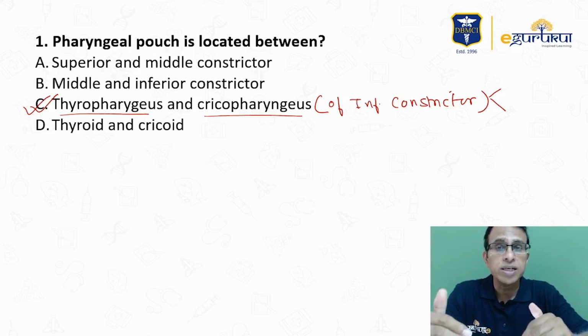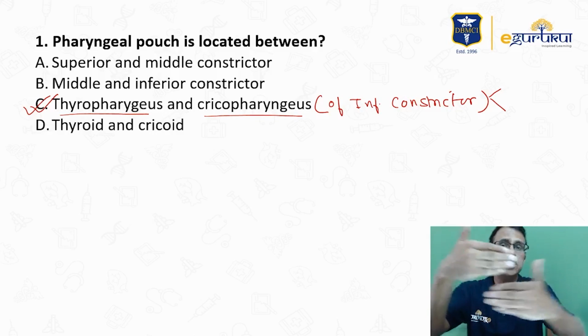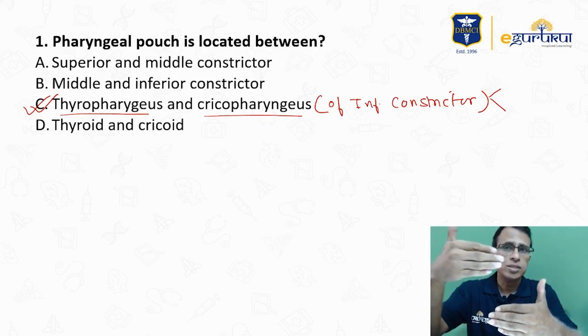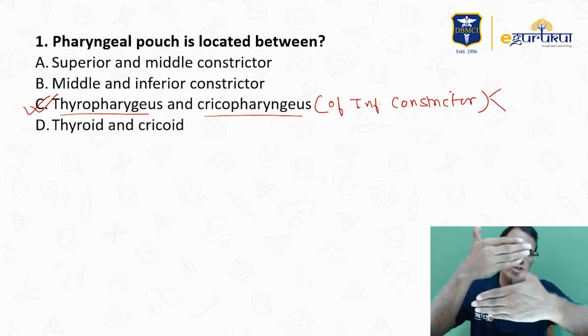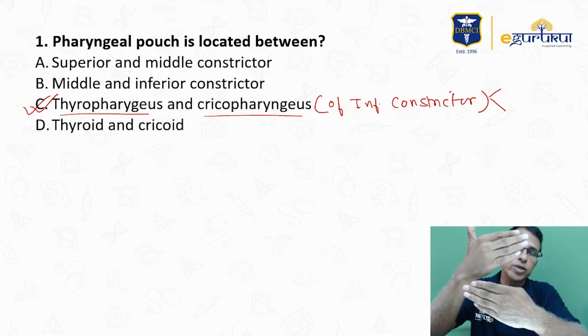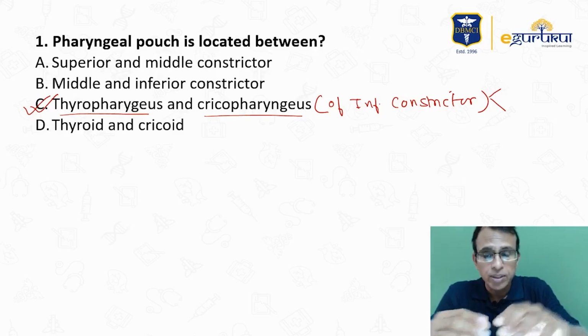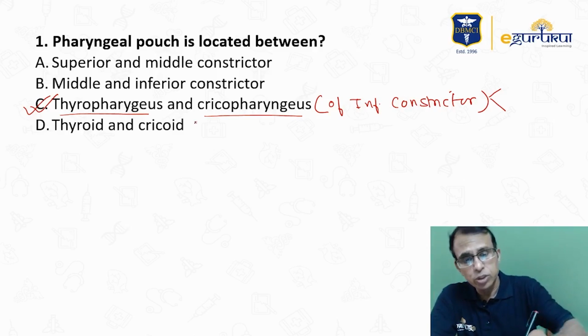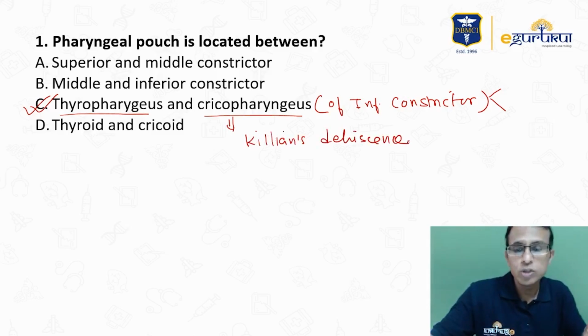Now the problem with these two muscles is that they are not aligned together in the same direction. One is horizontal and one is a little inclined. So when you have two muscles together in different directions, then there is a gap between the two. There is a weak area, and that weak area between these two muscles is called Killian's dehiscence. It's a very popular MCQ, very popular name. So Killian's dehiscence is the weak area between these two muscles.